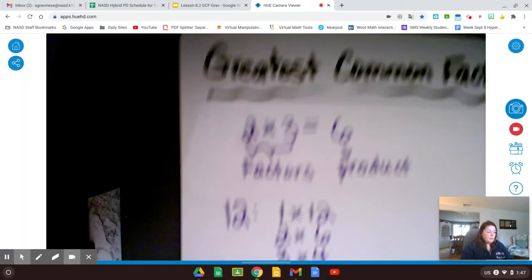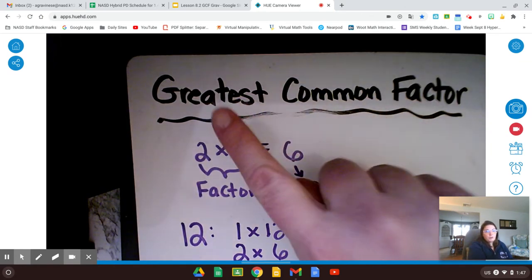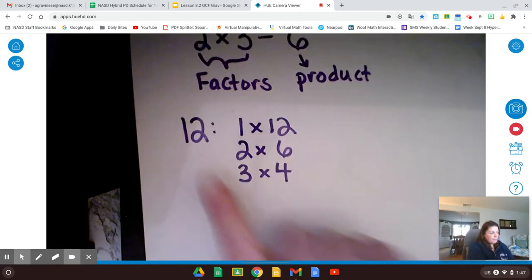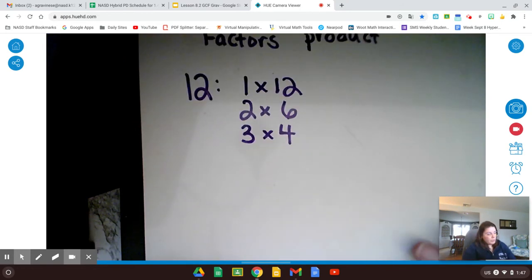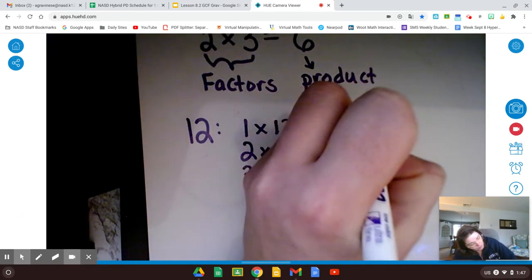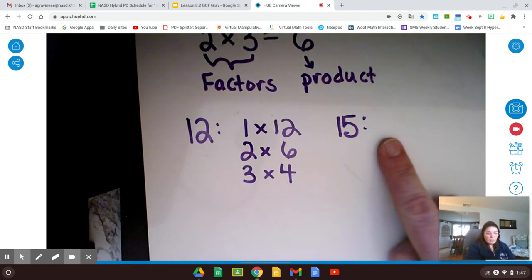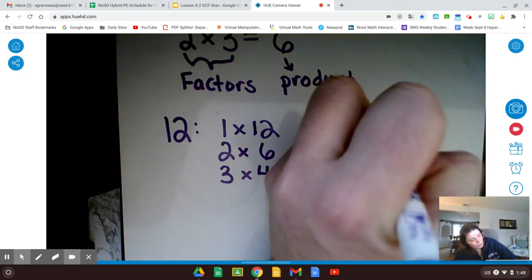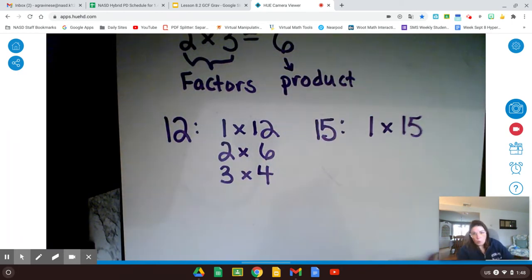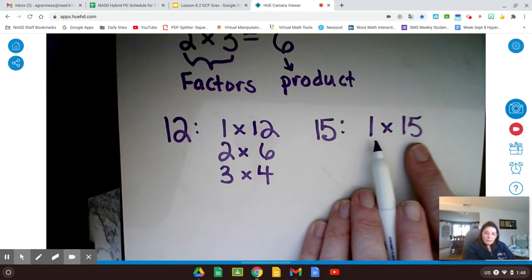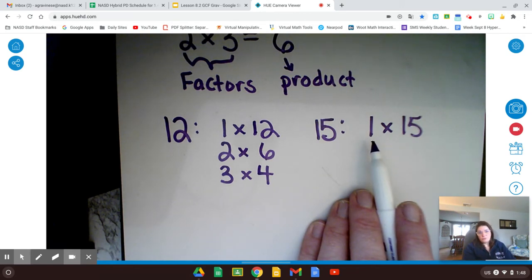Now, if I'm finding common factors or the greatest common factor, I need another number. So let's do 15. I'm going to list and figure out factors of 15. I always start with 1 times that number because it will always work. So 1 and 15 are factors of 15. Let's keep going. Let's try 2. If I count by 2s, I don't get 15. So 2 is not a factor of 15.